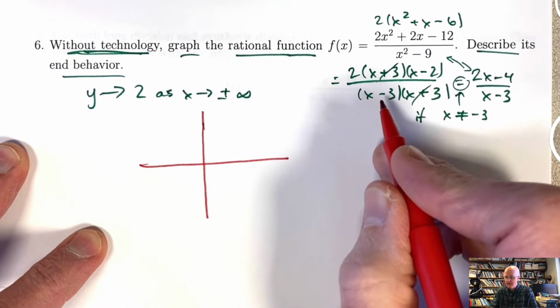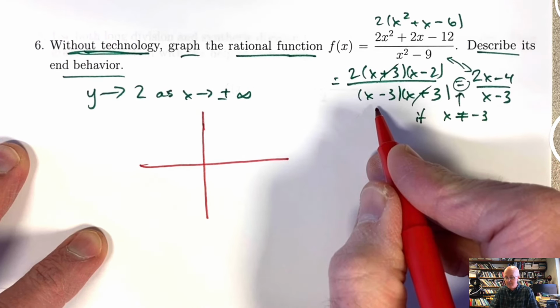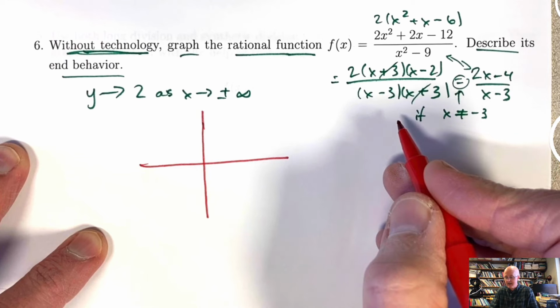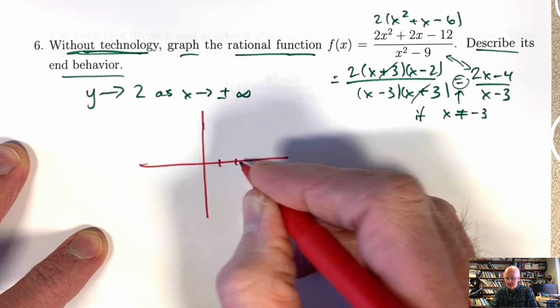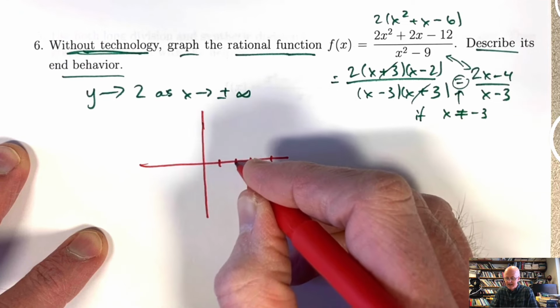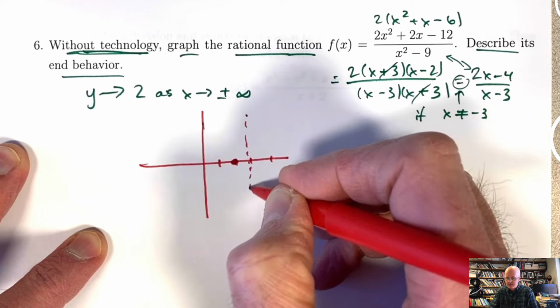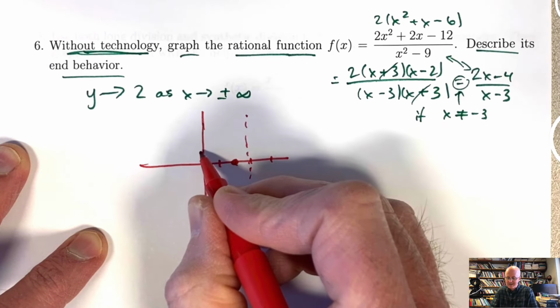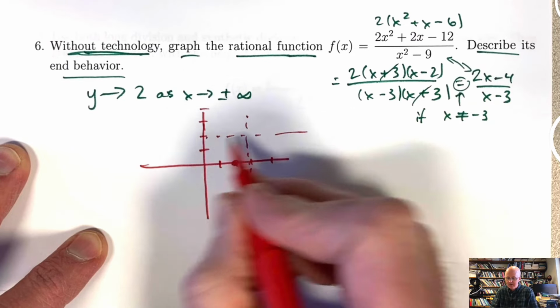We are going to have a vertical asymptote at x equals 3. We did not divide out an x minus 3. We'll also have an x-intercept at 2. All right, so let's get a little feel for what this graph looks like. There's an x-intercept there at 2. There's a vertical asymptote at x equals 3. A horizontal asymptote at y equals 2.